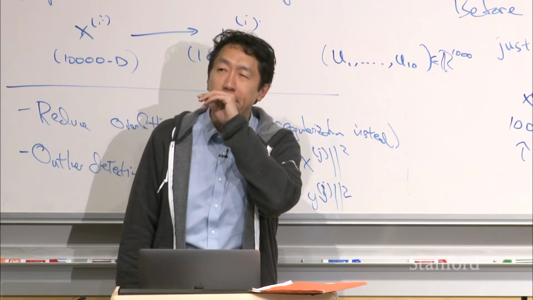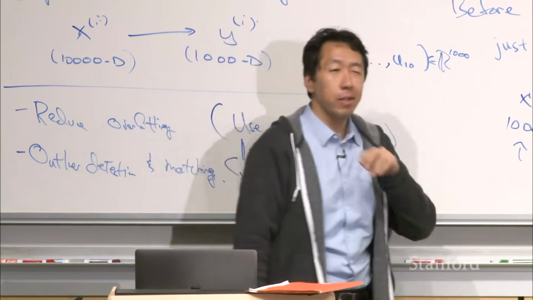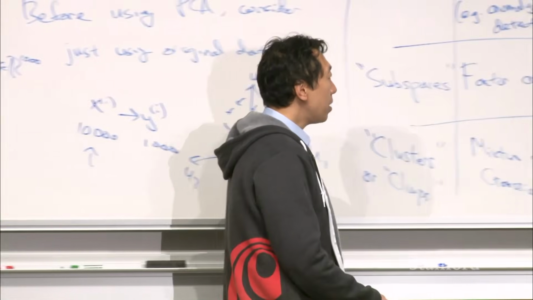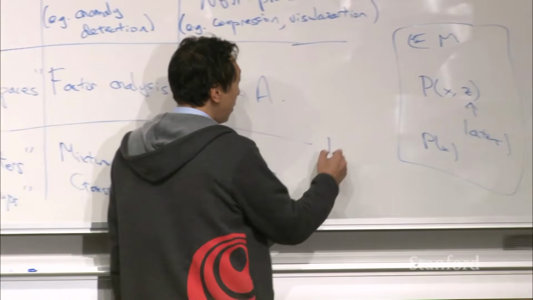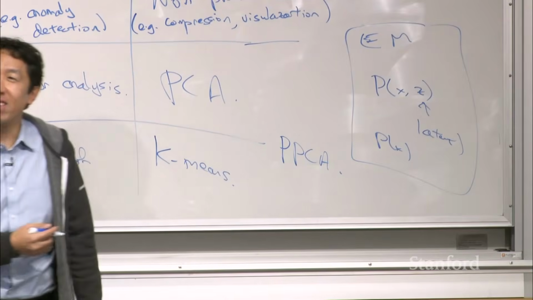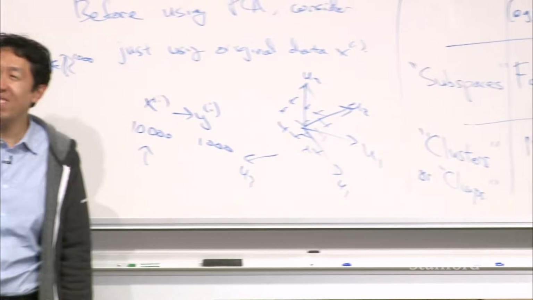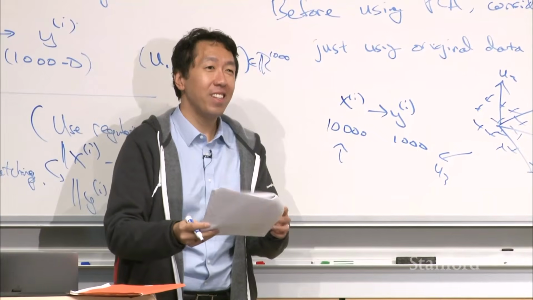Is it possible to give a probabilistic interpretation to PCA? Yes, it's possible to give a probabilistic interpretation of PCA. It turns out there's another algorithm called PPCA, probabilistic PCA, that does that.